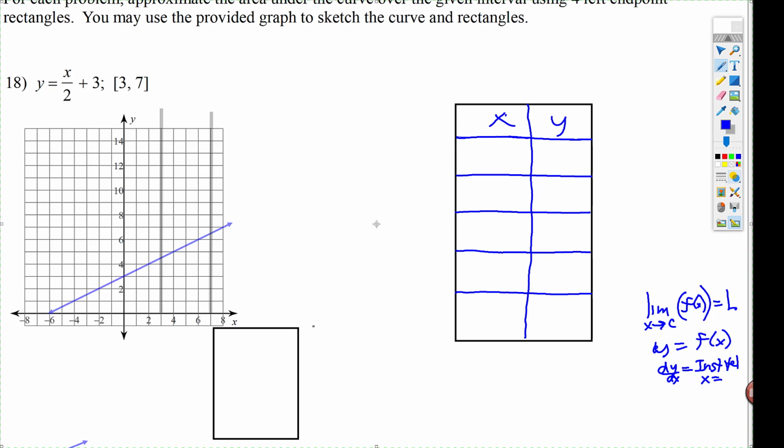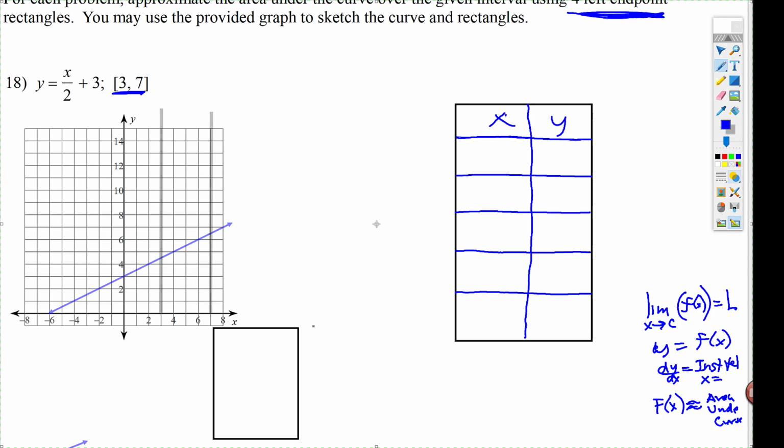And then finally, when you integrate, you're going to use uppercase F of x. You're going to approximate area. One of the uses is to find the area under a curve. The curve could actually be represented by a straight line. For each problem, approximate the area under the curve over the given interval. This is the two x values using 4 left endpoints, and I'll show you what that means. You may use the graph provided to sketch the curve and the rectangles.